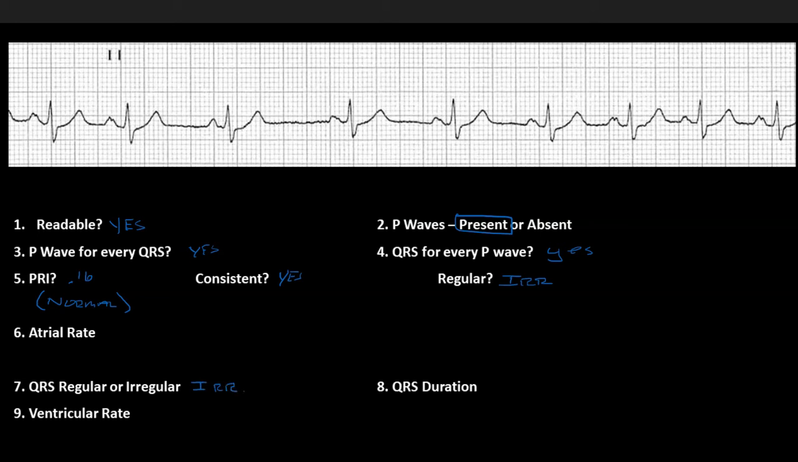Now, if you recall, we need to make sure that in a 6-second strip that we have accounted for P waves and QRS complexes, because that is where we're going to be able to identify what a rate is, because it is irregular. Additionally, if you recall, we had a couple choices for irregular rhythms. Are they regularly irregular? Are they irregularly irregular? Or are they occasionally irregular?